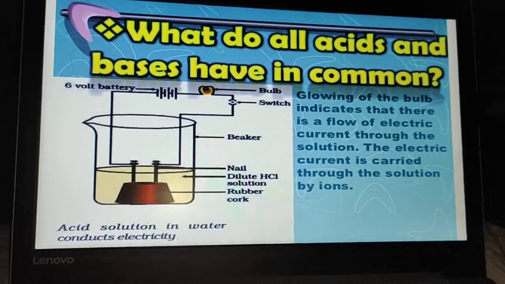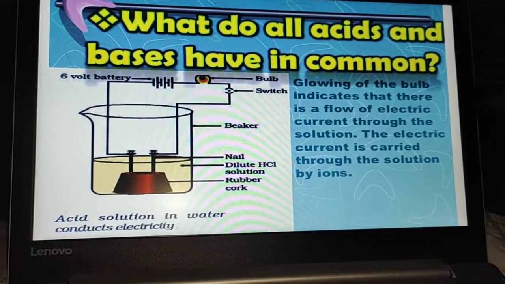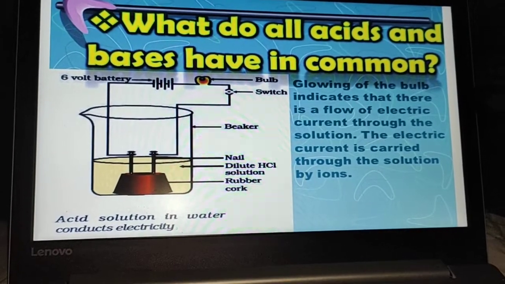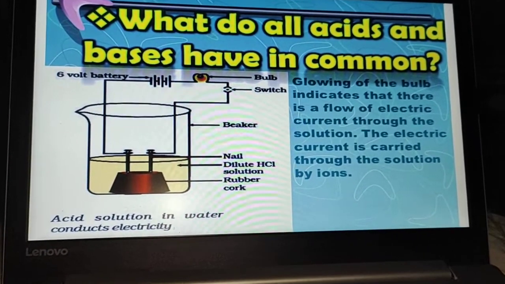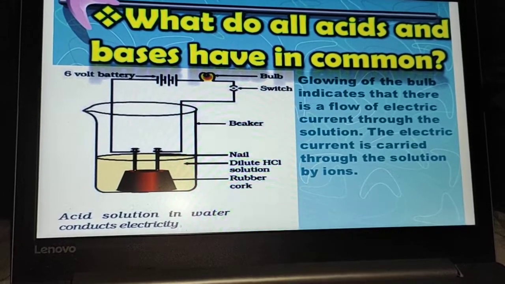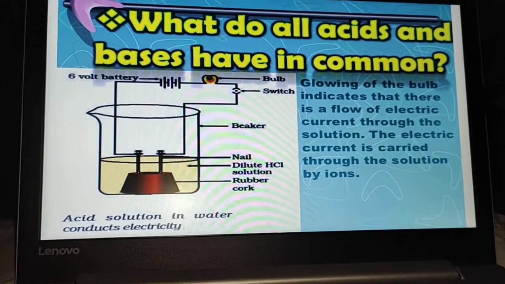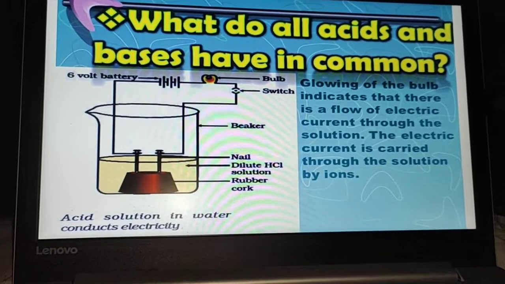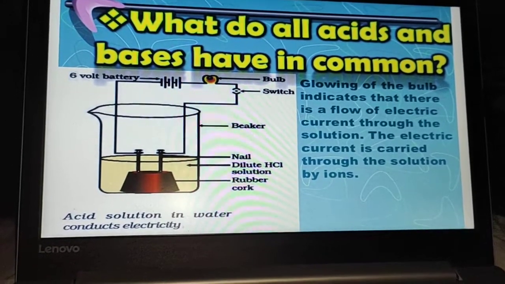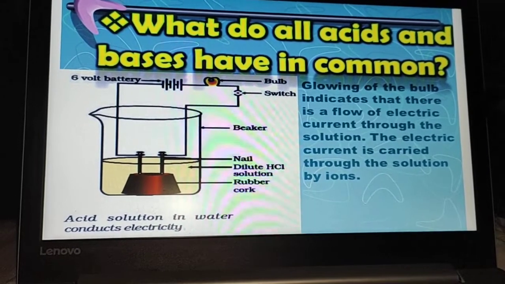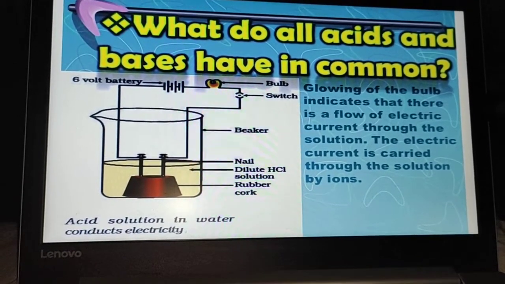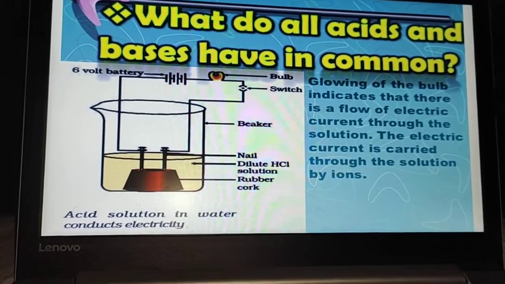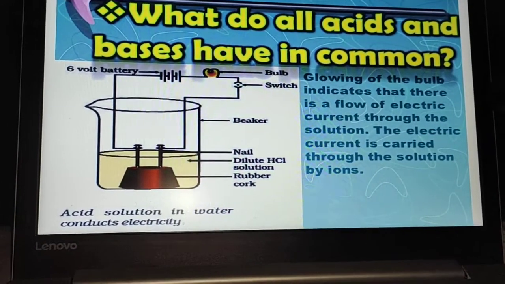What do all acids and bases have in common? So what is common? This is the conduction of electricity concept. Glowing of the bulb indicates that there is a flow of electric current through the solution, and the electric current is carried through the solution by the ions. As we know, acids have H plus ions and bases have OH minus ions. That means what is common is that both produce ions in the aqueous medium. That's why they are able to conduct electricity.